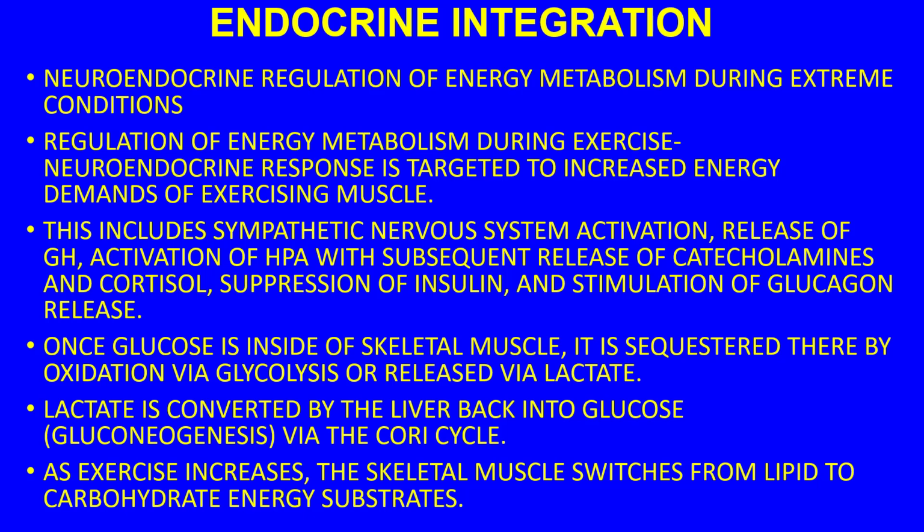stimulation of glucagon release. Once glucose is inside the skeletal muscle, it's sequestered there by oxidation via the glycolysis that occurs. Or if you have an abundance or you're going anaerobic, you're going to get it released as lactate. Now, lactate is no problem. It's going to go back into the blood. It's going to get to the liver. It's going to be converted by the liver back into glucose. This is your gluconeogenesis, and this is via the Cori cycle. Okay. As the exercise increases, the skeletal muscle will switch from lipid to carbohydrate energy substrates.